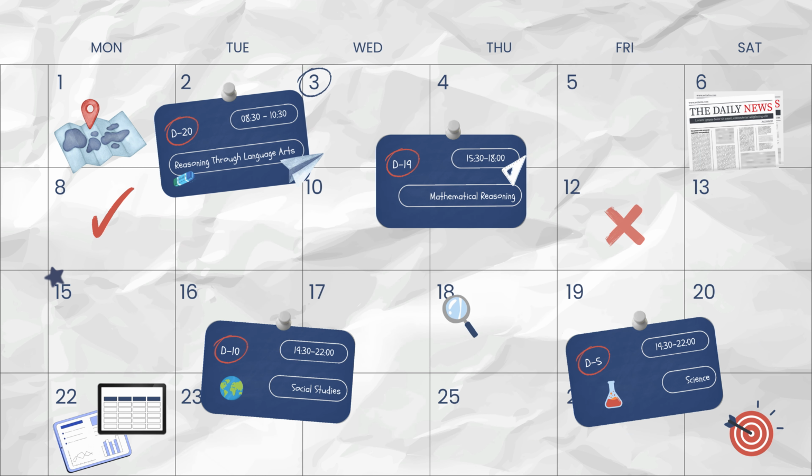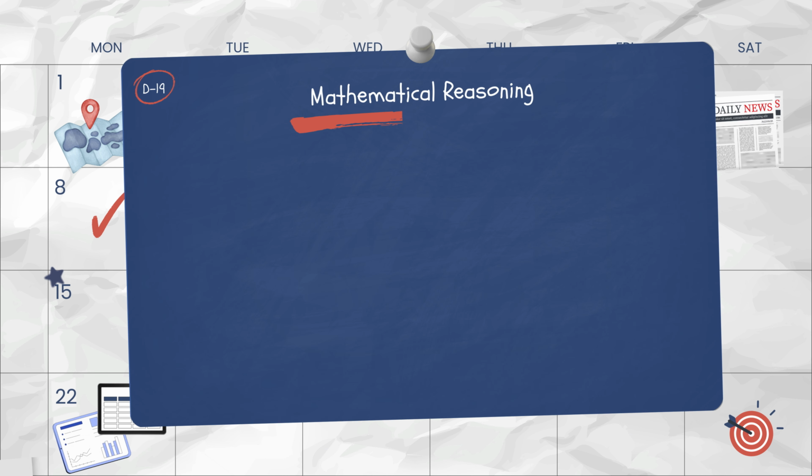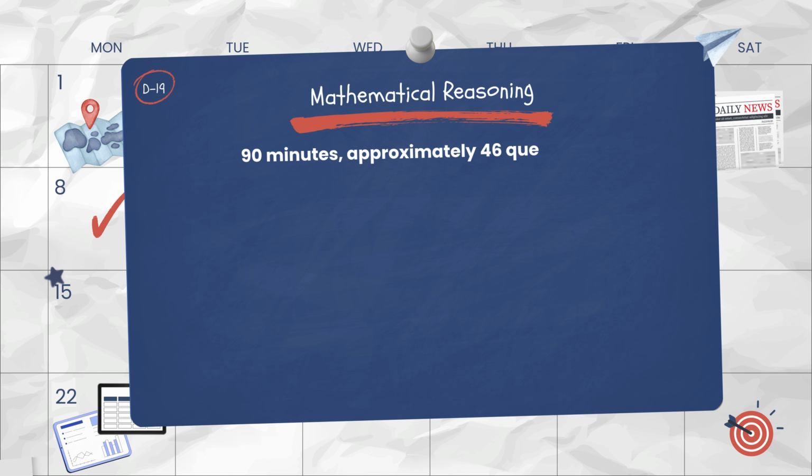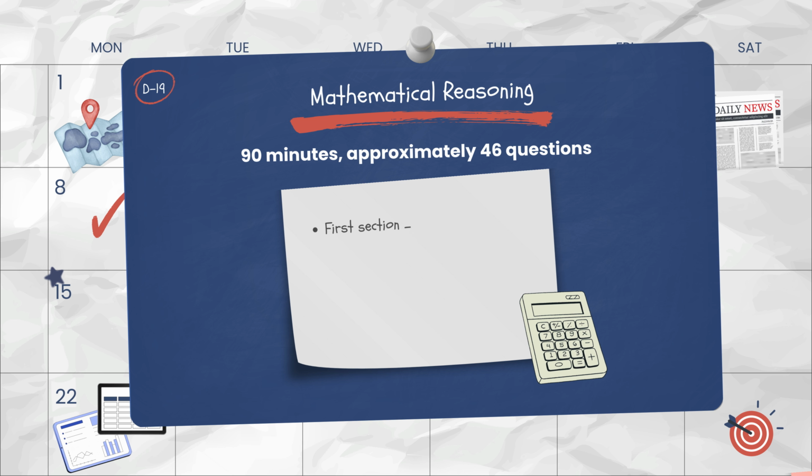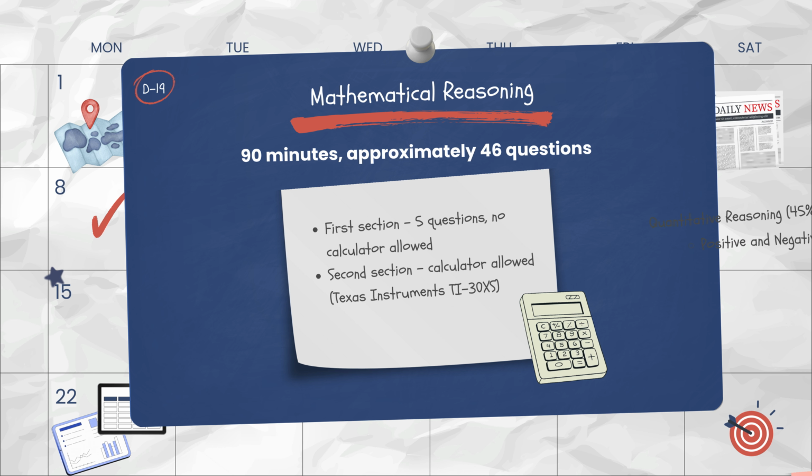Now that we've covered reading and writing, let's move on to the part of the GED that worries a lot of people: mathematical reasoning. Don't let the name scare you. This section is really about problem solving with numbers, not just memorizing formulas. The math test has about 46 questions, and you'll get access to an on-screen calculator for most of them. Only the first few questions are no calculator, which means you'll solve them step by step using basic arithmetic.